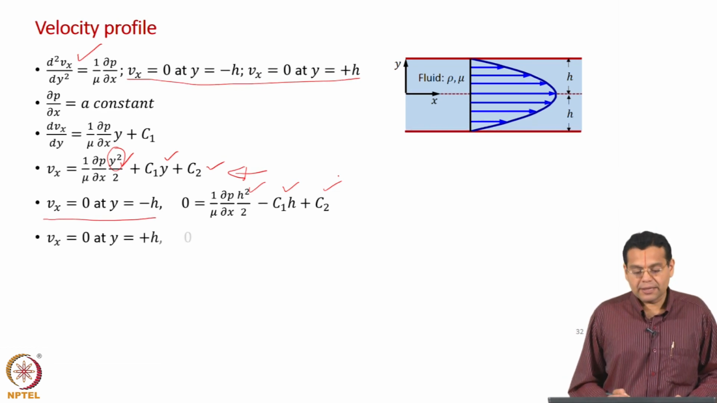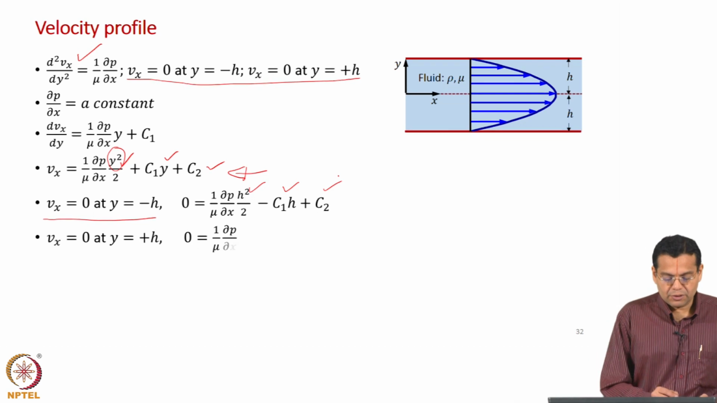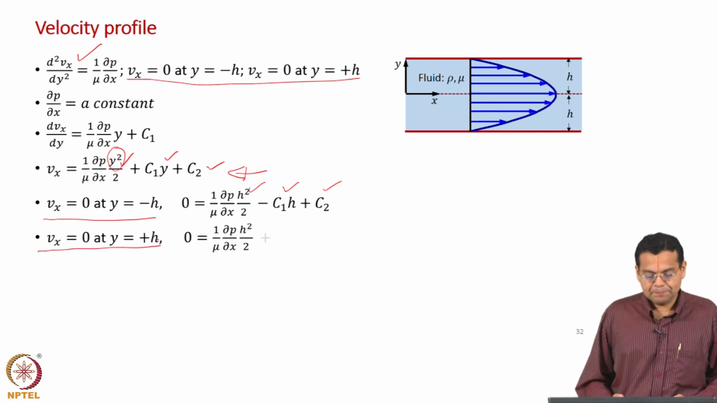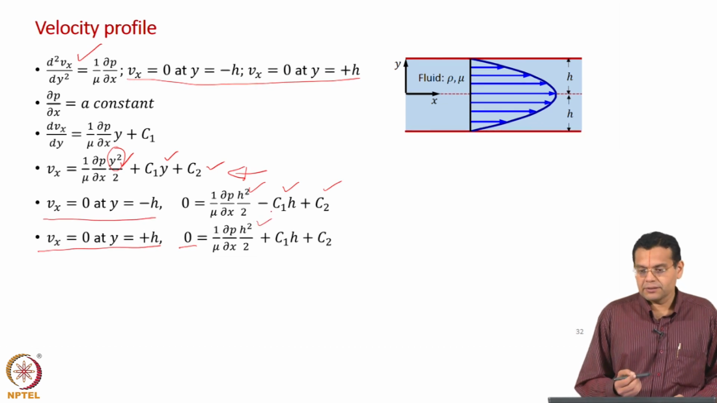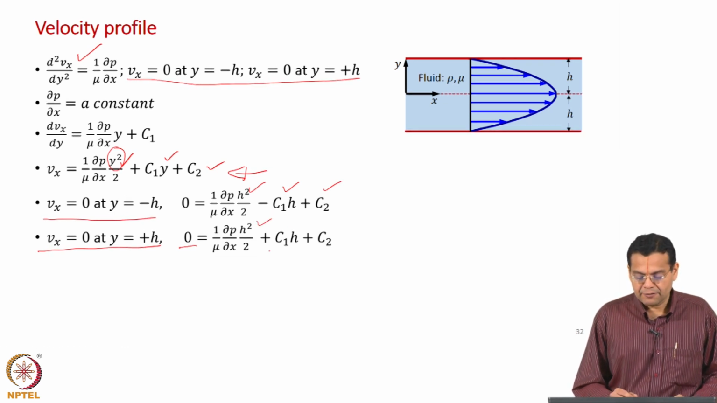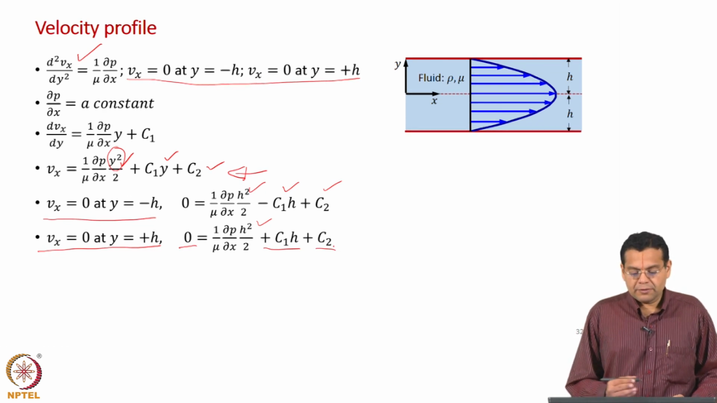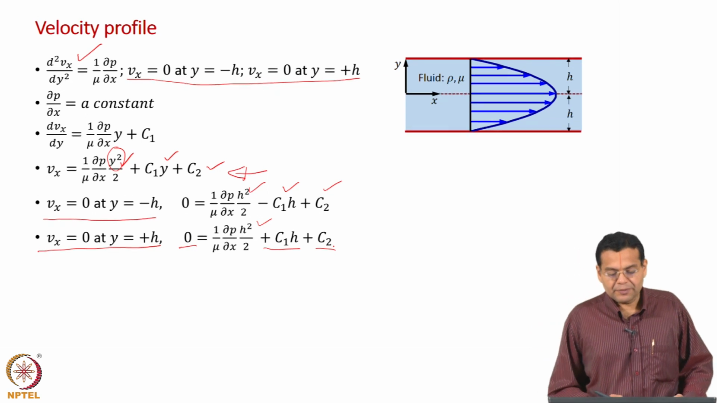Let us use the second boundary condition, Vx equal to 0 at y equal to plus h. So, left hand side is 0, right hand side once again h squared because it is y squared, and we have plus C1 h and then C2. So, we have two simultaneous equations in the two constants. Okay.